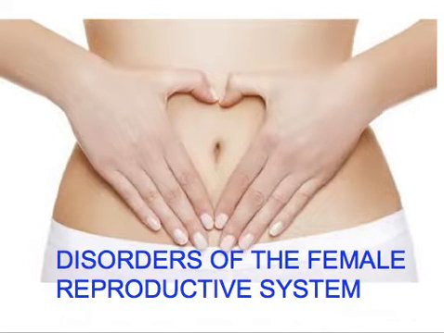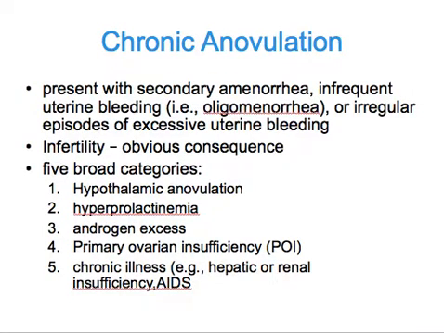So now we proceed to the disorders of the female reproductive system. So most of the common complaints of females seeking consult for reproductive problems would be your chronic anovulation. So chronic anovulation usually presents with secondary amenorrhea, meaning you've had your menarche and then later on you fail to develop your monthly menstrual cycle.